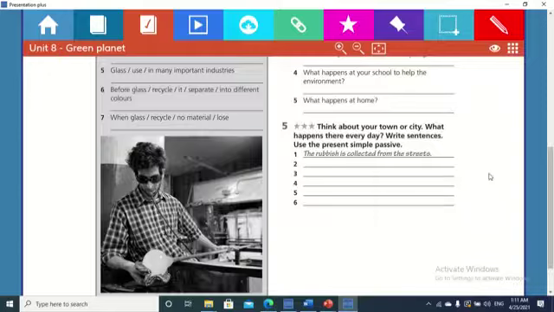In number 5, think about your town or city. What happens there every day? Write sentences. Use the present simple passive. Don't talk about the doers of the actions. Just talk about what happens to things. So use the present simple passive. The rubbish is collected from the streets. Here's one thing. Just give me as many examples as you can. Of course, we will do these sentences, exercises together next lesson.